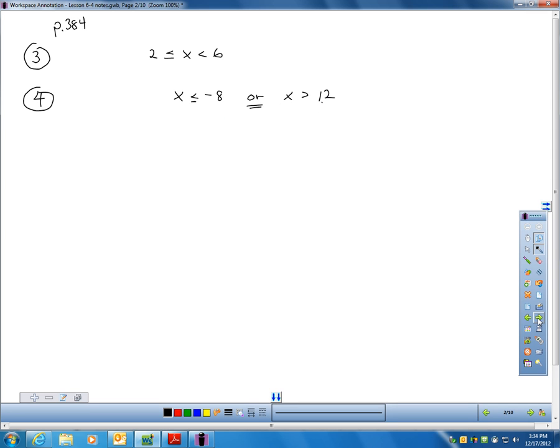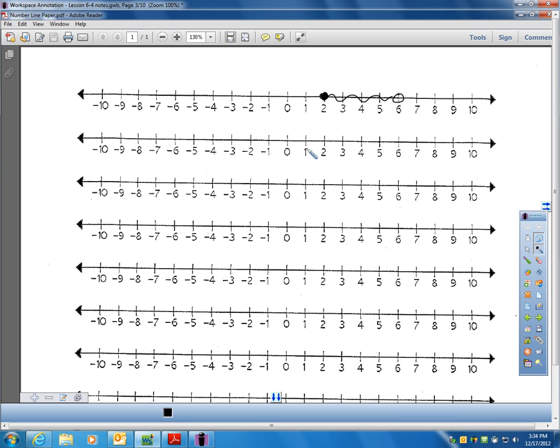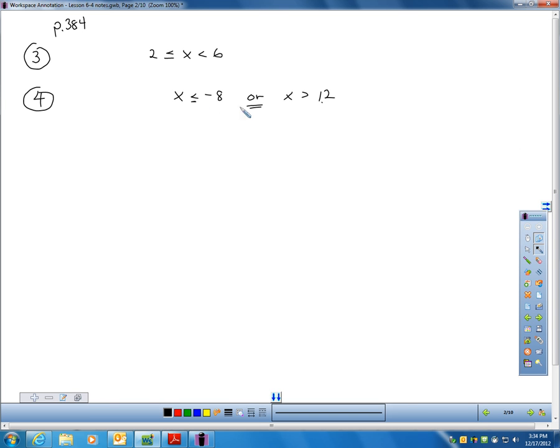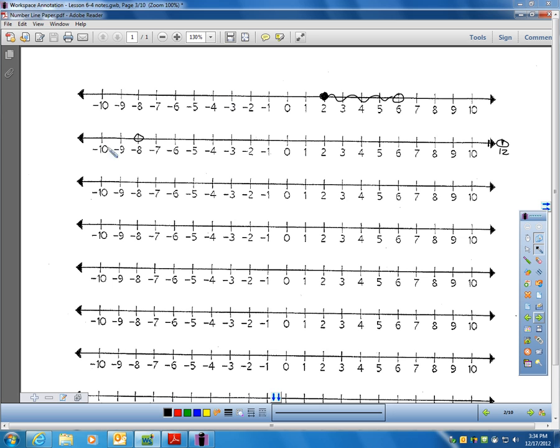So I have two key points. One key point is at negative 8, and the other key point's at 12. Let me just add that on here. Here's 12 here. Okay, I got open circles. Let me go back and double check. We can equal negative 8, so I'm going to color that in.